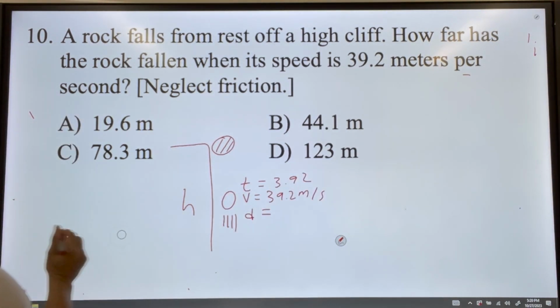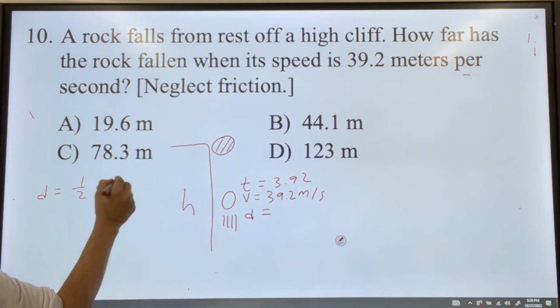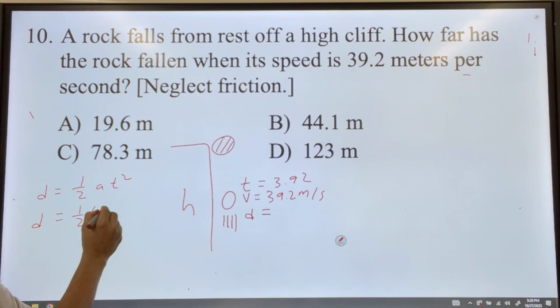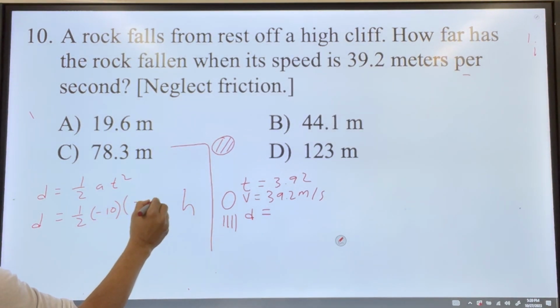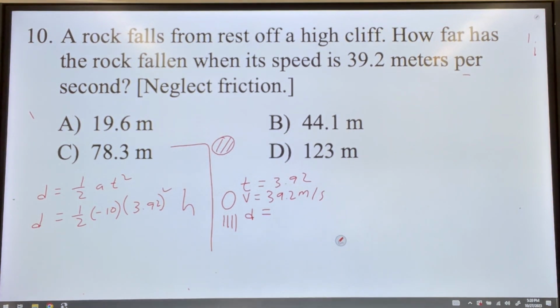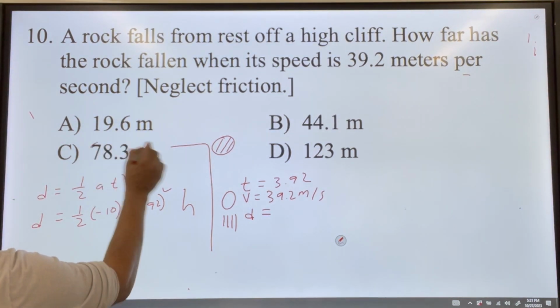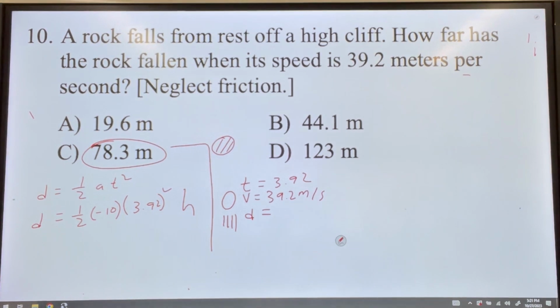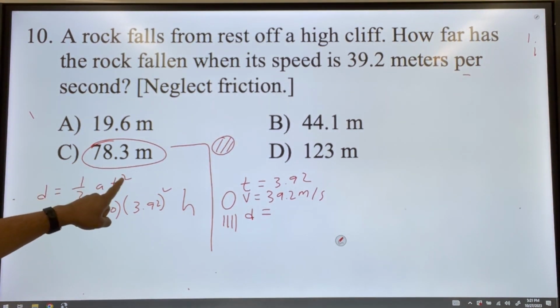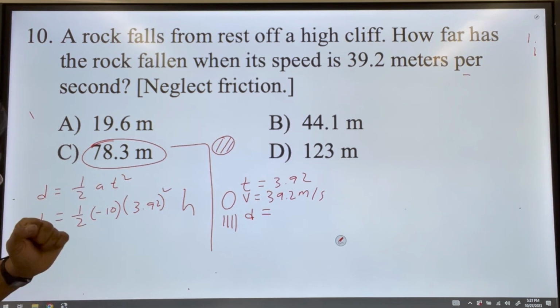So d would be half At squared. d is half, you have negative 10, and t is 3.92 squared. So 3.92 squared times 10 times 0.5 gives you 76.8. So 76.8 is close to 78.3. If you did use 9.8, then you would get 78.3. Let's see how you get 78.3 if you use 9.8.